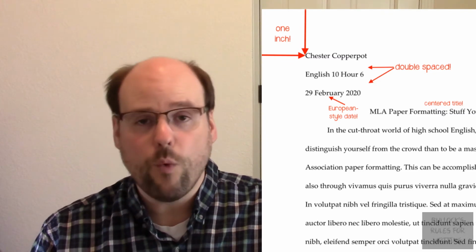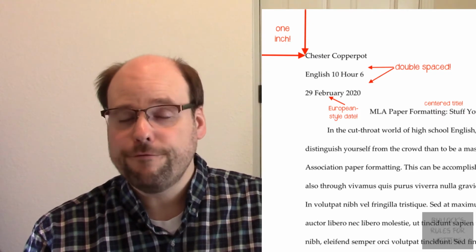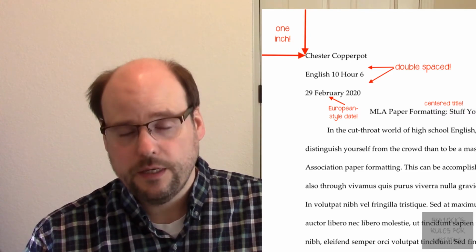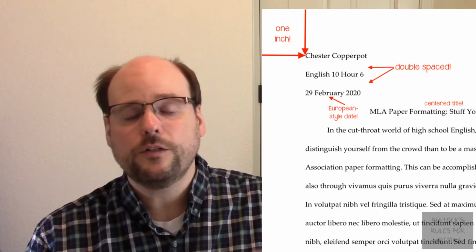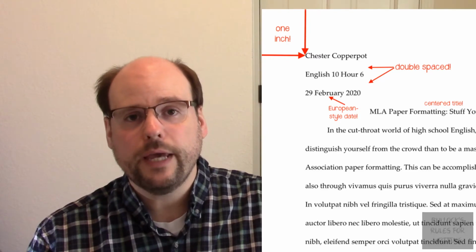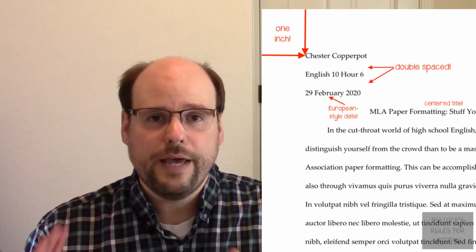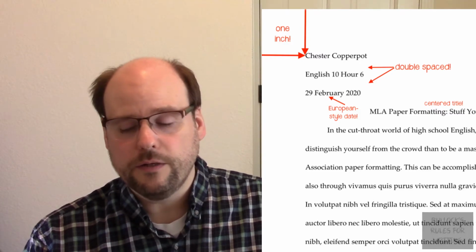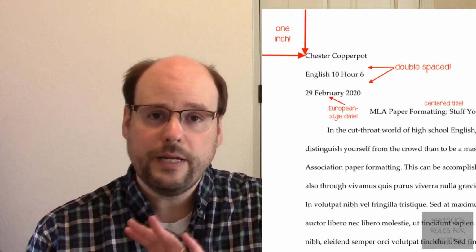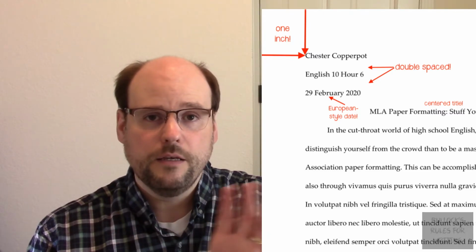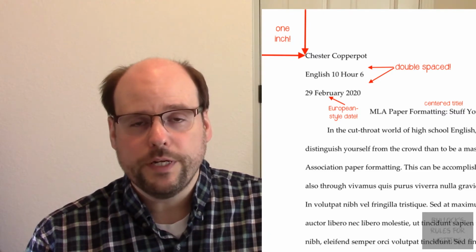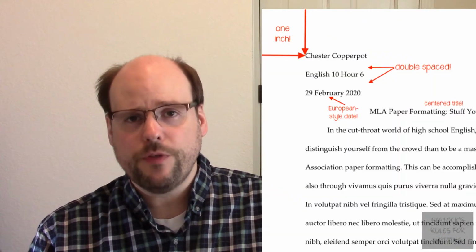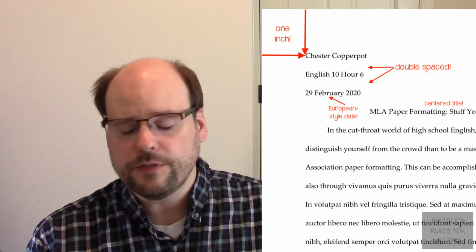MLA style wants you to put the day first, European style, and then spell out the month. Even if that month is October or February, no matter how long you think that is, spell out the month and then the year. And because you're doing it European style, you don't need any commas. You can just put day, month spelled out, and four-digit year. All right, we're through with most of the hard part. There are just a couple of things left.